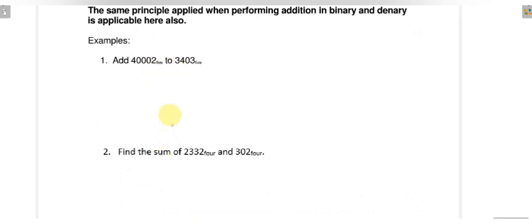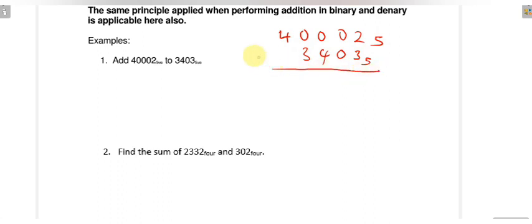So here's what you're going to do. I'm going to have 40002 base 5. The first thing I have to do is count the number of digits. This is 1, 2, 3, 4, 5. And this one is 1, 2, 3, 4. So this one, I'll just start from this side. So I'm going to have 3043 base 5. So let's add this together.